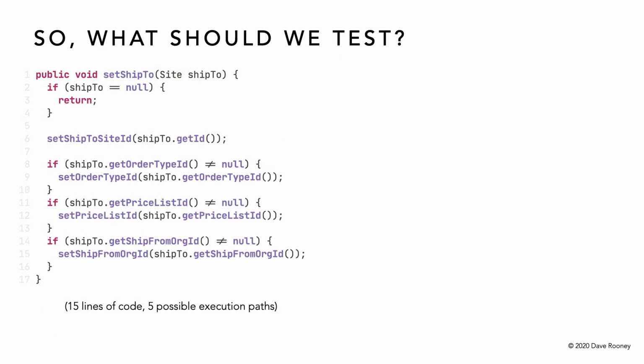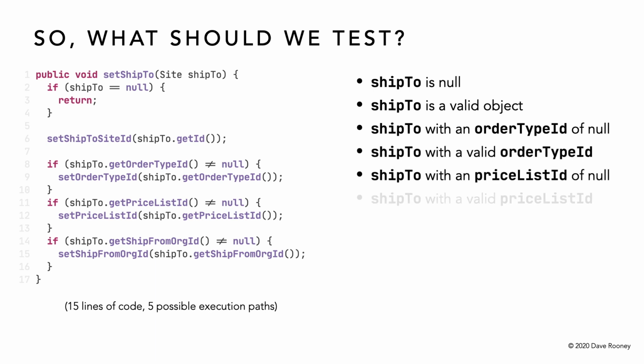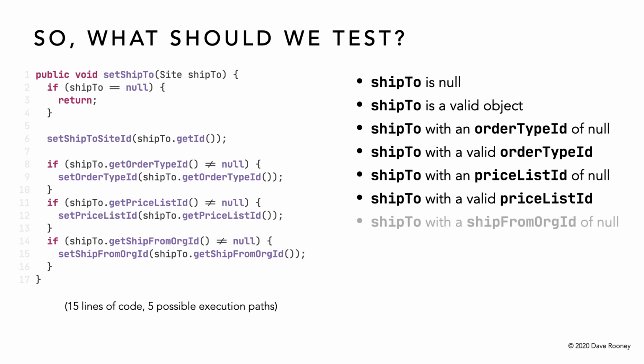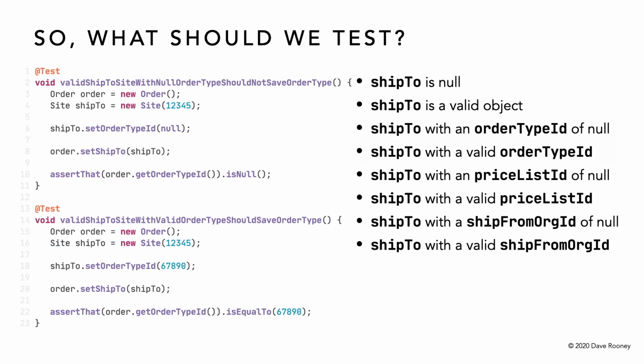Here's another example, also with 5 execution paths. What scenarios should we consider testing for this method? Ship2 is null, ship2 is a valid object, ship2 with an order type ID of null, and with a valid order type ID, ship2 with a price list ID of null, and with a valid price list ID, ship2 with a shipfrom org ID of null, and with a valid shipfrom org ID. And here are the tests representing 2 of those scenarios.